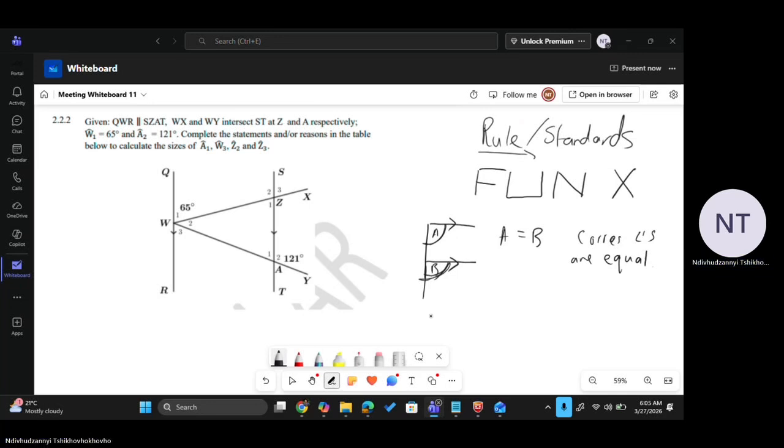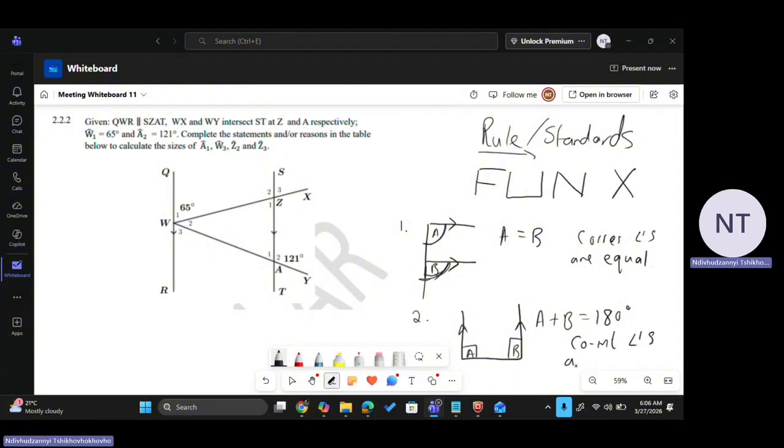That's the first one. Number 2, we have U. All right. So we have A and B. So this one is A plus B equals 180. Your reason would be interior angles add to 180 degrees. These are rules, right? These are standards, which we are going to follow.